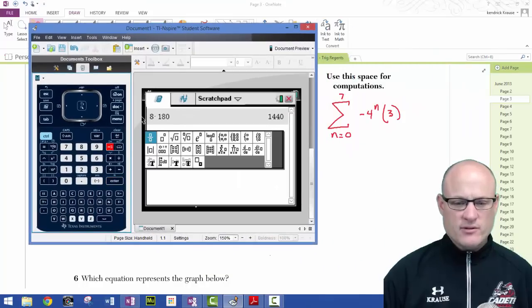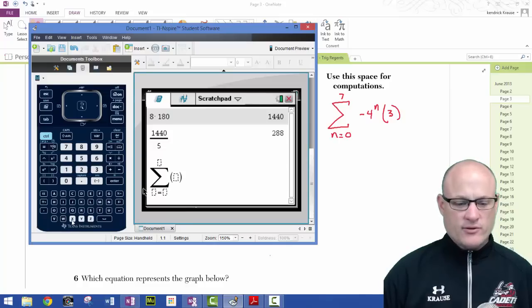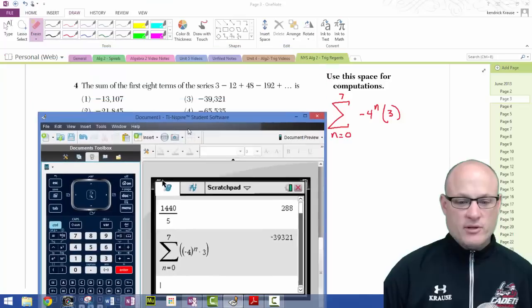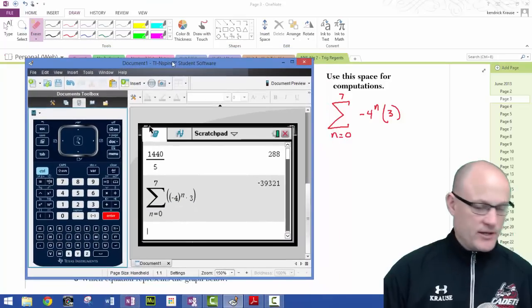let me put it over here. Let's see, I think I can get to it like this. And down here I could just put x or n. I just choose n in this case. n, 0, 7. I'm going to have to use parentheses here. Negative 4, because if you don't do 2 negatives in parentheses, especially when you're dealing with exponents, you will not get it right. To the n power. And then times 3. Negative 39,321. There it is right there. Choice 3. And that is in fact the right answer.